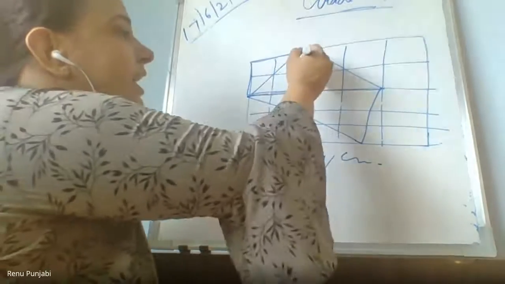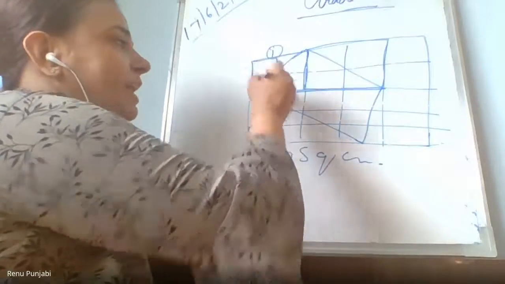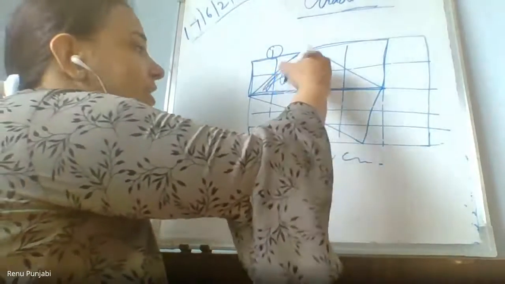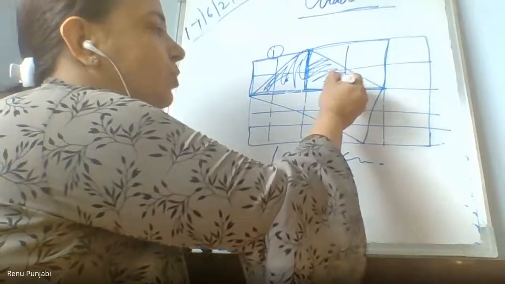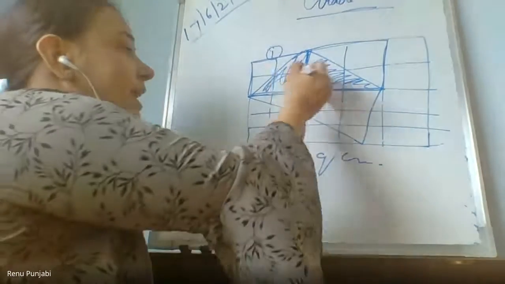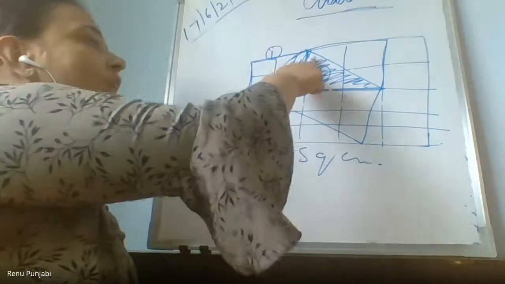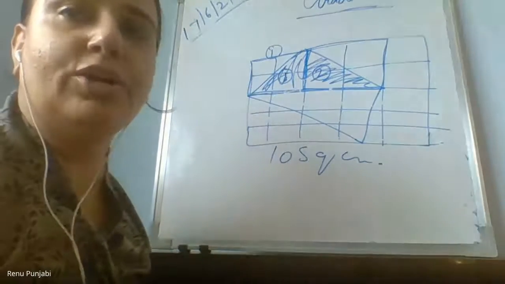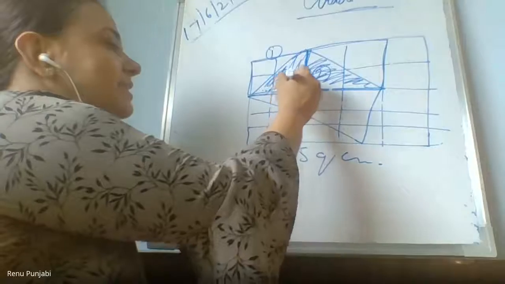How have we done it? First we found the area of this square, then we found the area of this square. From the area of the first square we subtracted, we made it half so that we can find the area of this part. And then from this square we subtracted. What will be the area of this part? Who will tell me? This is the first triangle, second triangle. It will be 6. The area of this square will be 4. 4 divided by 2 is 2. So the area of this triangle will be 2 square centimeters.